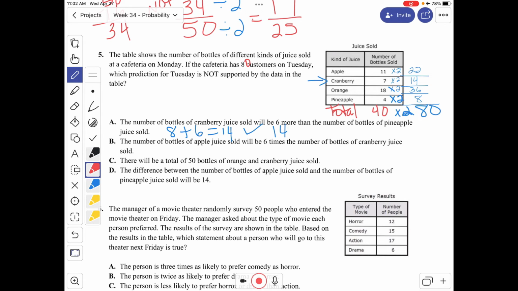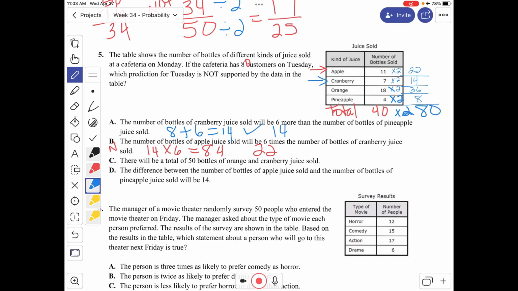B says the number of bottles of apple juice sold will be 6 times the number of bottles of cranberry juice sold. Well, cranberry juice was 14, so 6 times 14 would be 84. And it looks like the prediction for apple was 22, so that's not correct.